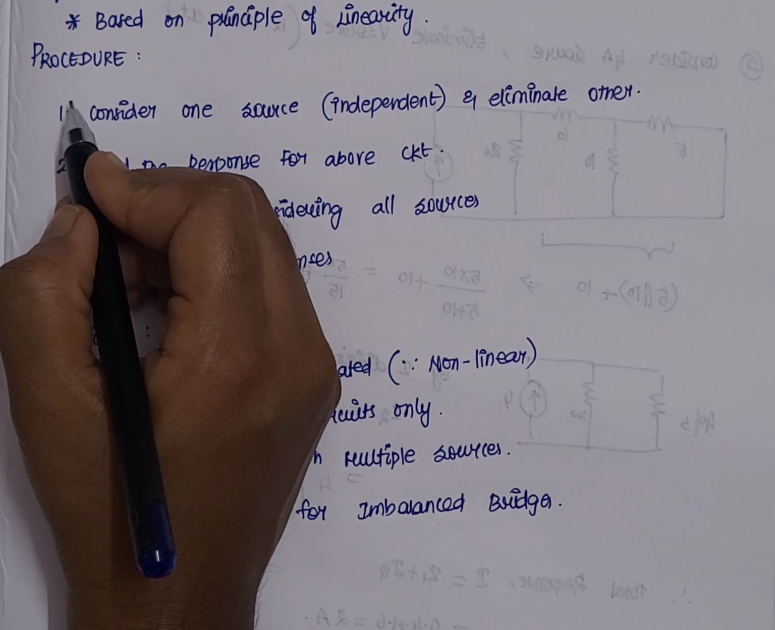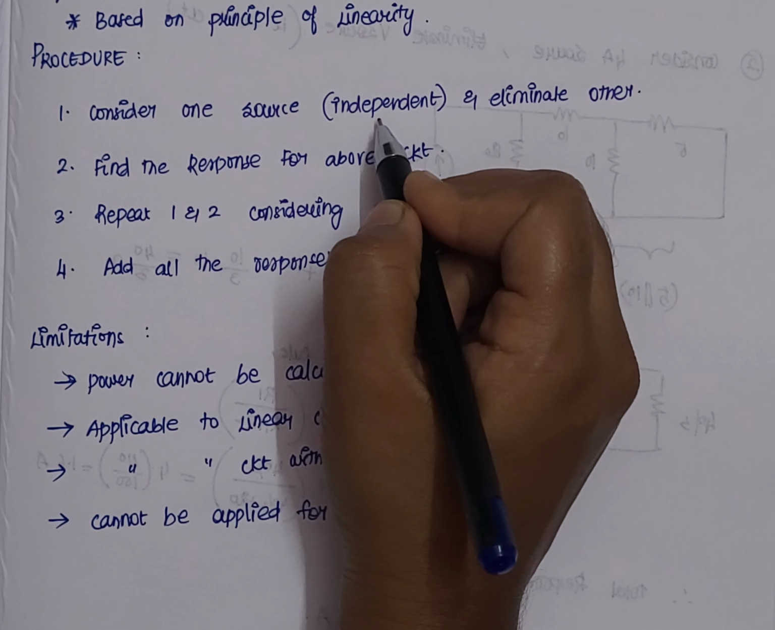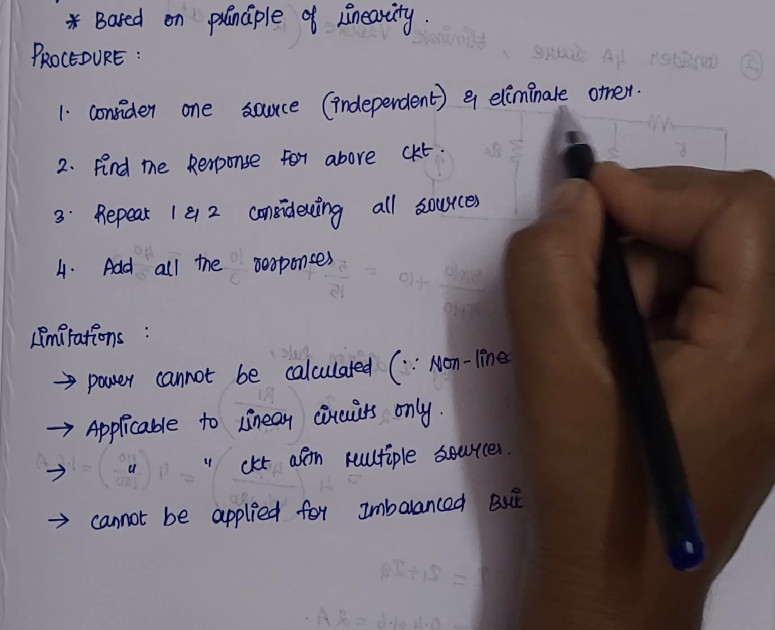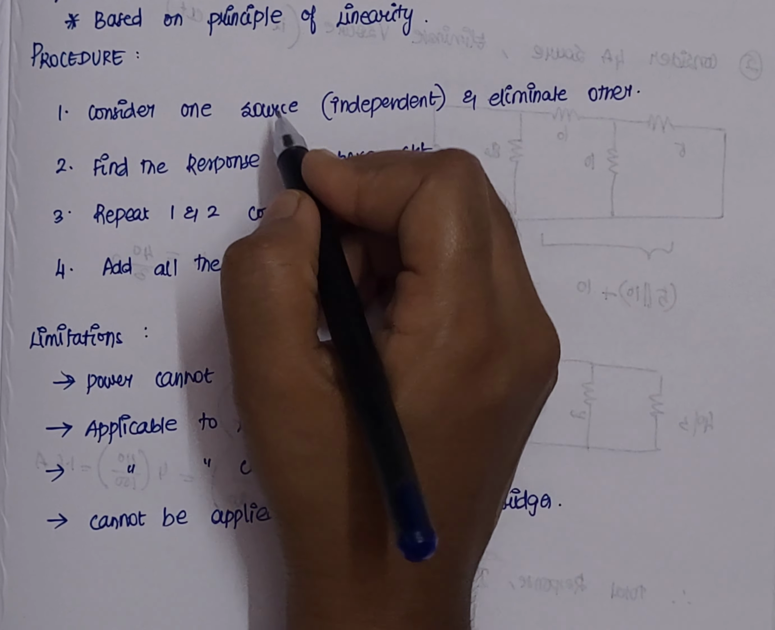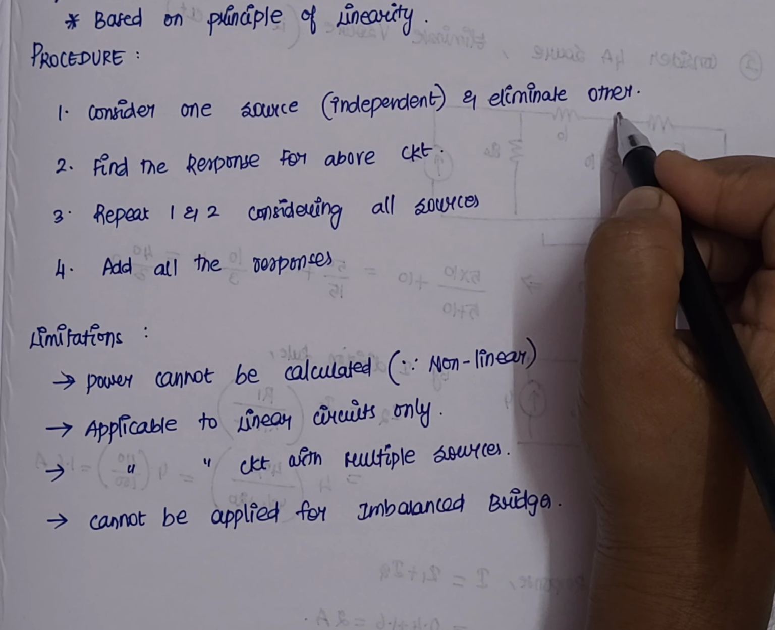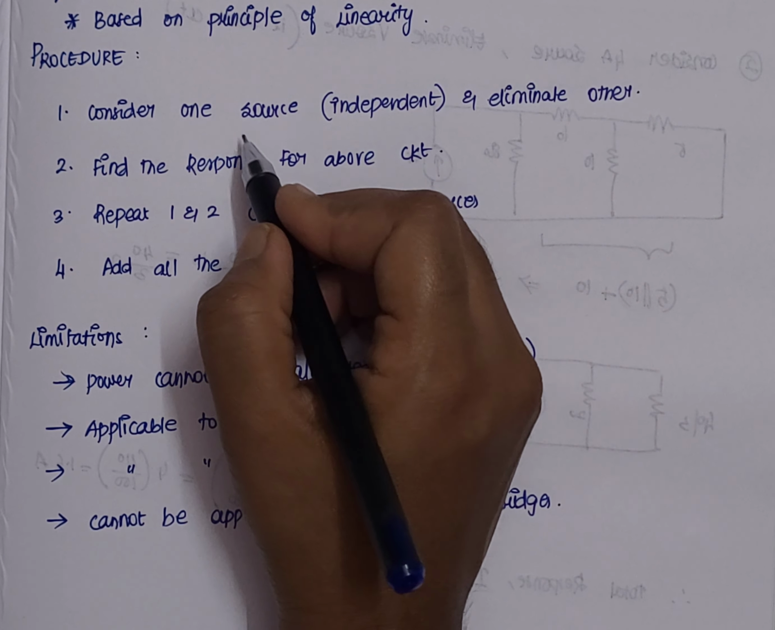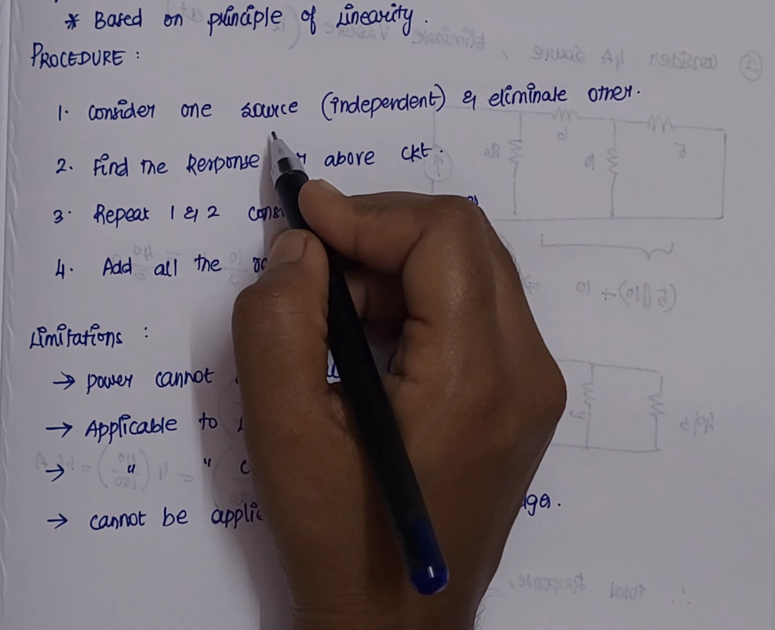To solve problems based on superposition theorem, first we have to consider only one independent source, and eliminate all the other sources as we have seen in the statement. We will definitely have multiple sources, out of which we consider only one and eliminate the others. That is, for a voltage source we short circuit, and for a current source we open circuit. For such a condition, we calculate the response for the circuit obtained, which is a simplified form of the circuit.